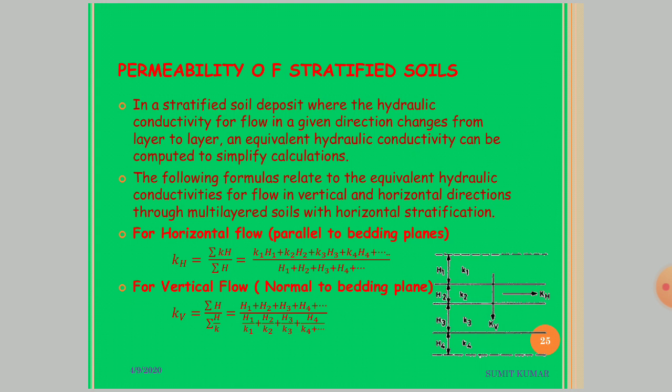And for vertical flow, the equivalent hydraulic conductivity can be written as summation of H divided by summation of H by K, that is H1 plus H2 plus H3 divided by H1 by K1 plus H2 by K2 plus H3 by K3.